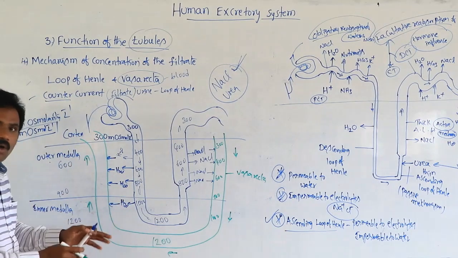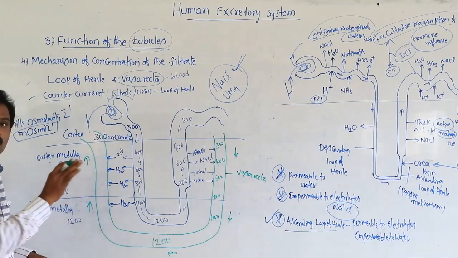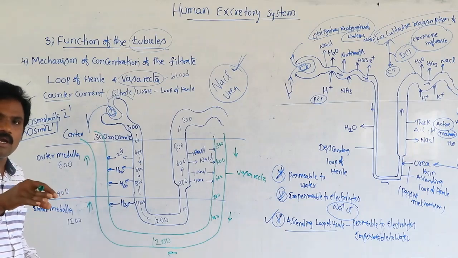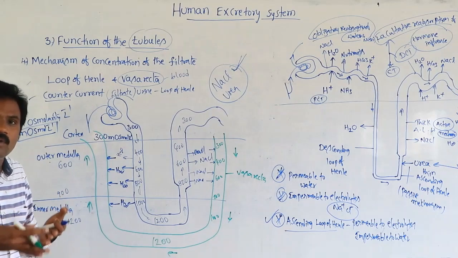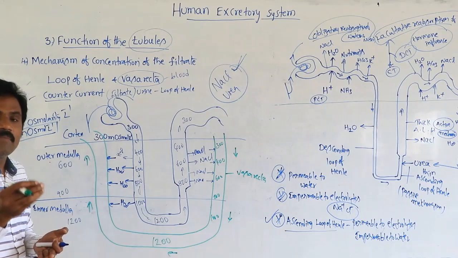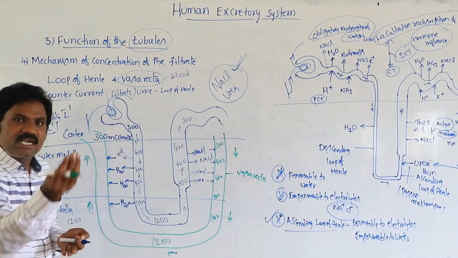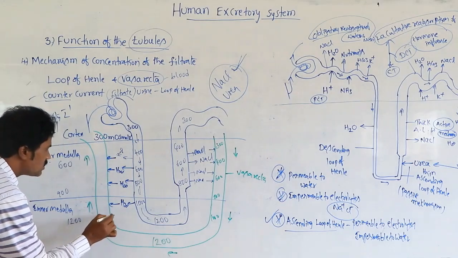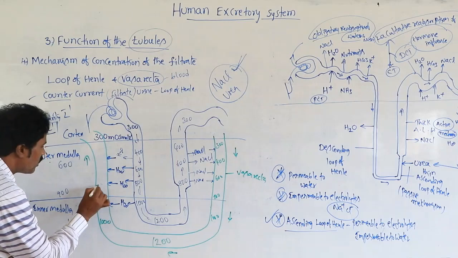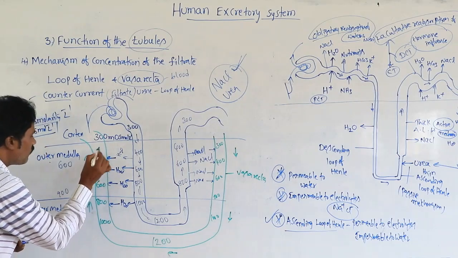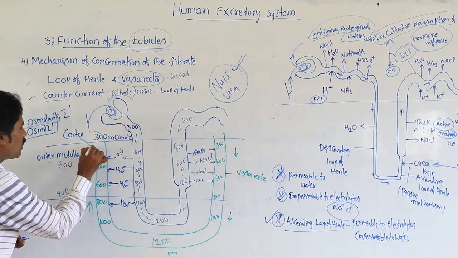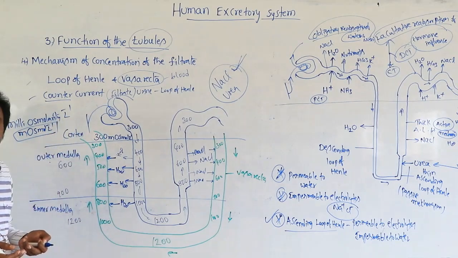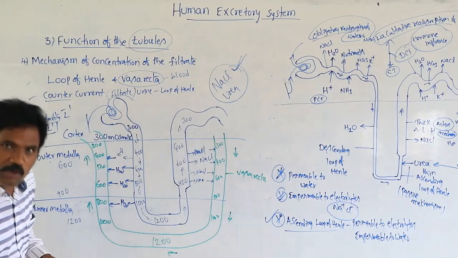Whenever water enters the electrolytes already present inside, gradually it is diluted. Whenever diluted, what happened? The osmolarity in the ascending vasa recta gradually decreases: 1000, 800, 500, 400, and 300. So the milliosmolarity gradually reduces.